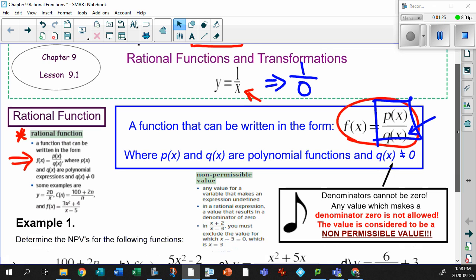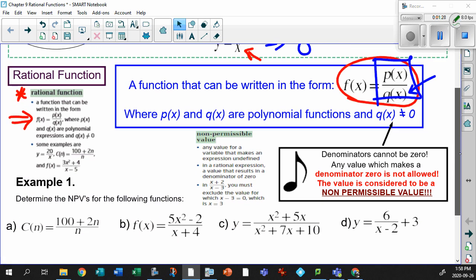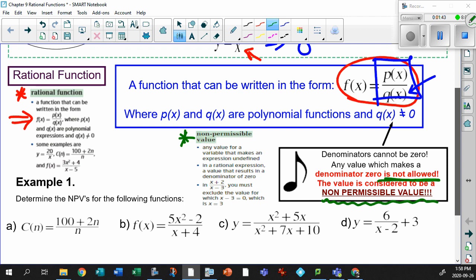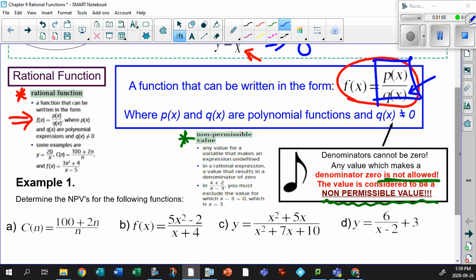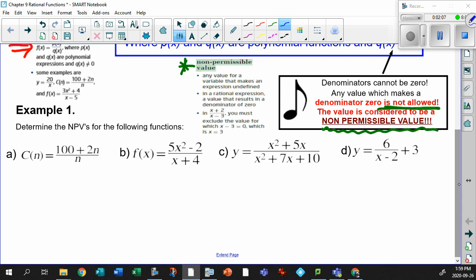Now, if you remember what that means, these become something called non-permissible values. So if you look, this says denominators can't be 0. Any value which makes the denominator 0 is not allowed. That's why we call them non-permissible. They don't have permission. They're not allowed to have a number that makes the polynomial in the denominator a 0. Well, what does that mean for us later on? It brings up the whole idea of asymptotes. Do you remember that? Okay, so how do we figure out the non-permissible values?